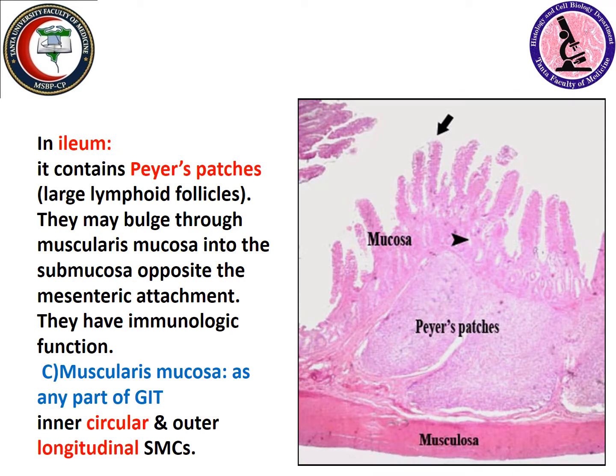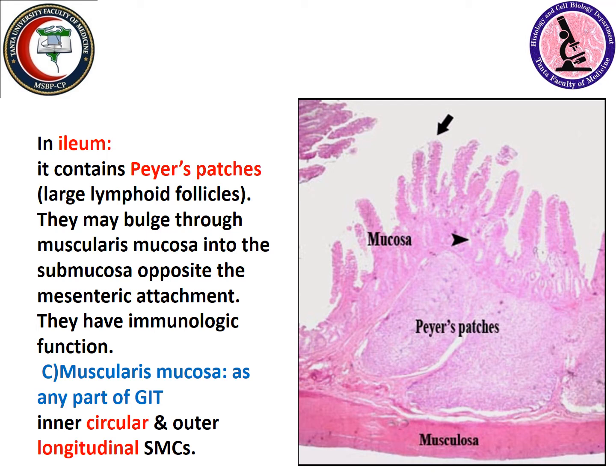For example, in the ileum region of the small intestine, the lamina propria contains Peyer's patches. Peyer's patches are large lymphoid follicles. They may bulge through the muscularis mucosa into the submucosa, opposite the mesenteric attachment. These Peyer's patches have an immunological function.